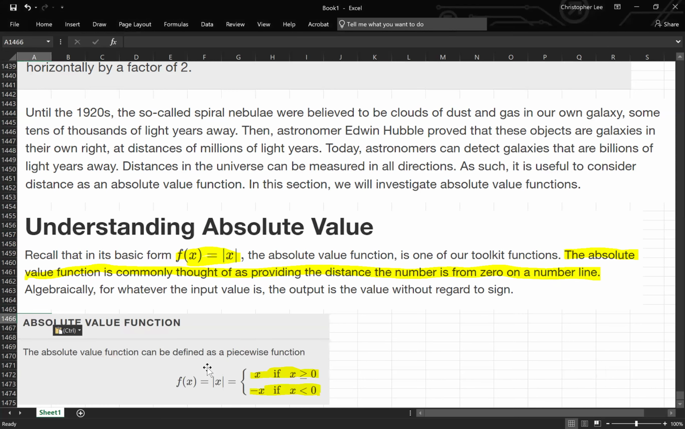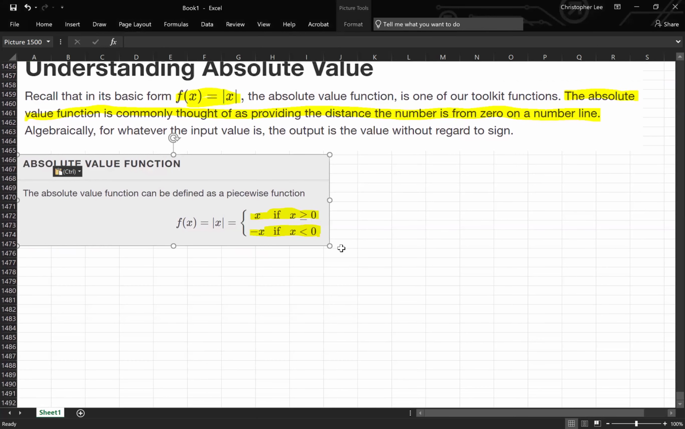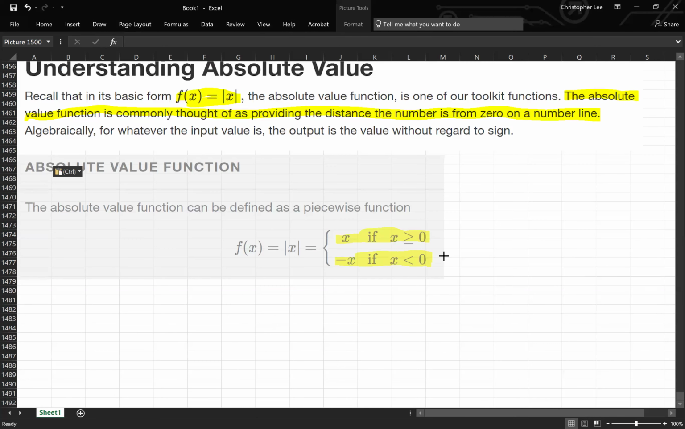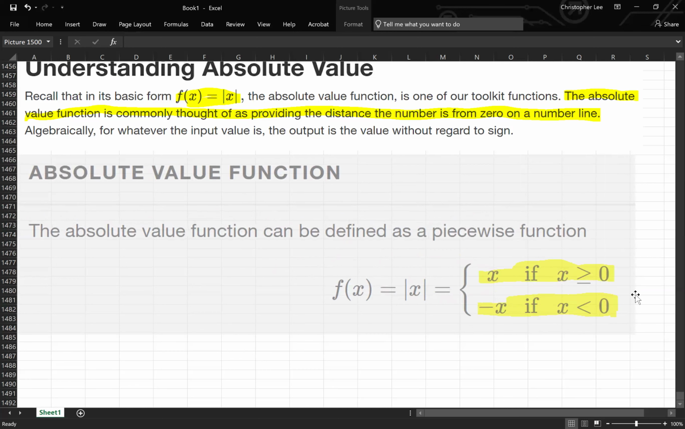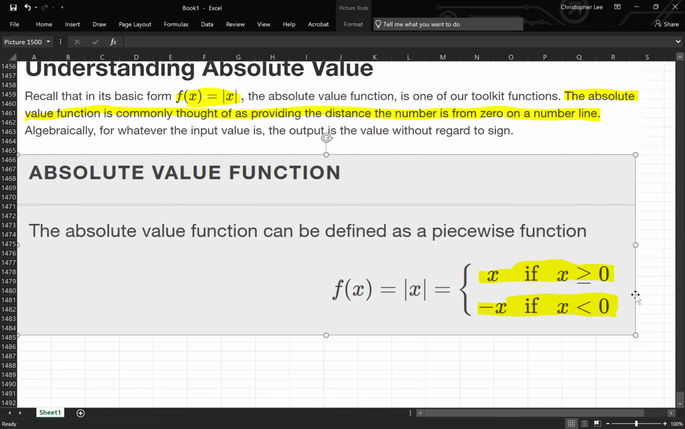Let's go a step further. So the absolute value function can be defined as a piecewise function. So f of x is equal to the absolute value of x is going to be x if x is greater than or equal to 0, or negative x if x is less than 0.